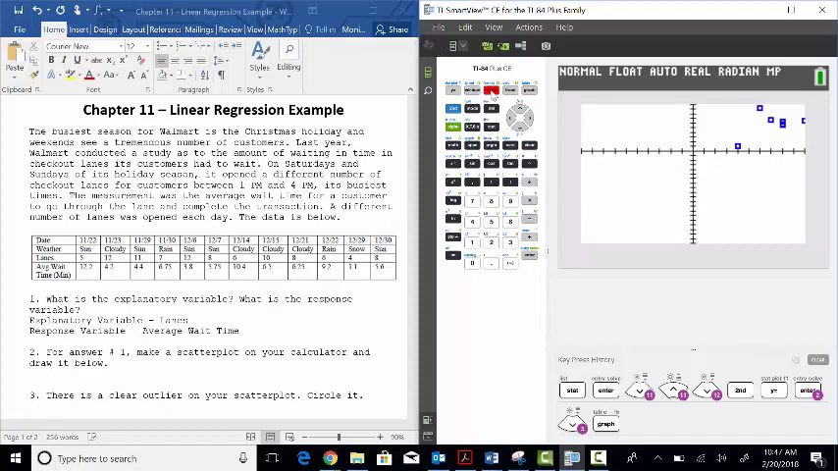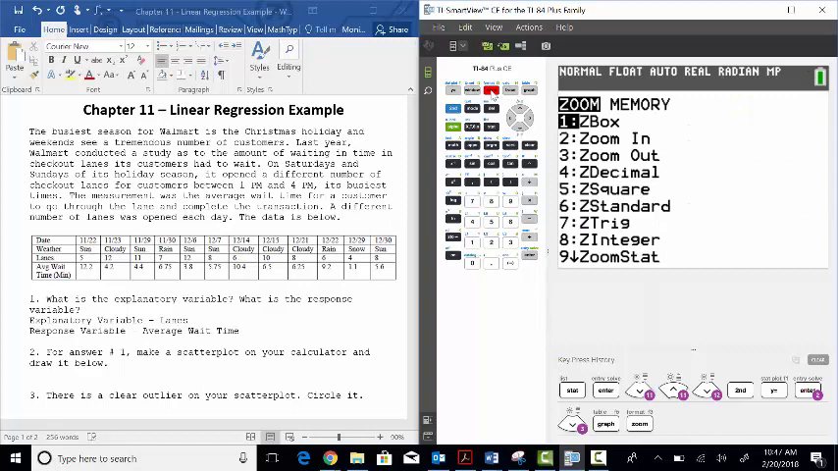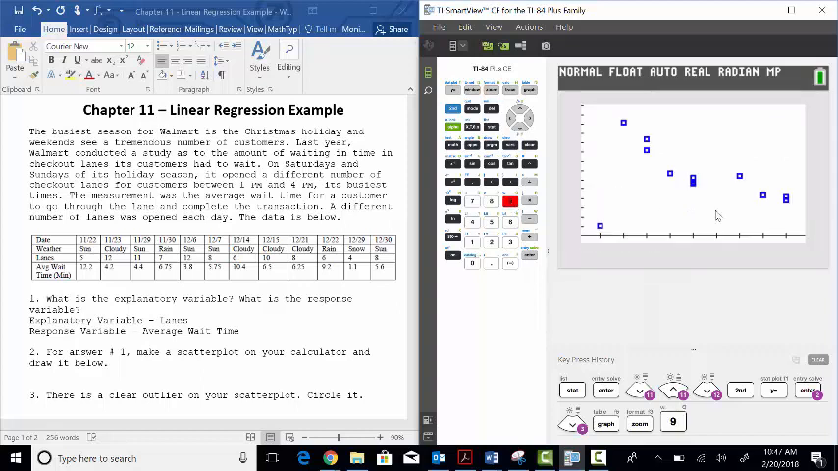So what we're going to do is hit zoom, and we're going to go down to number 9. So zoom 9 will give you a stat. And here we have our nice little pretty scatter plot. Alright, so again, second y equals gives you the plot, graph it. If it doesn't look right, hit zoom 9 and it will automatically fix it for you.